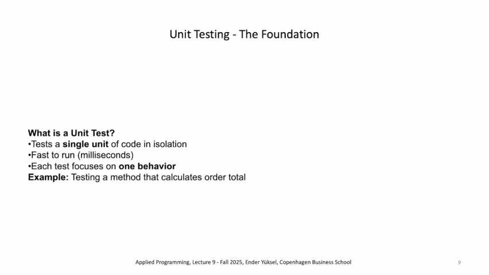Unit tests should be fast, focused, and independent. Fast means milliseconds. Focused means testing one specific behavior per test. Independent means tests can run in any order and don't affect each other. In the next slides, we'll see concrete examples in both C# and Angular.